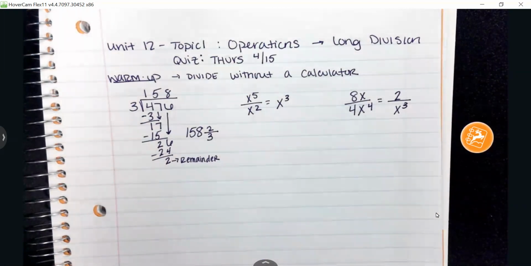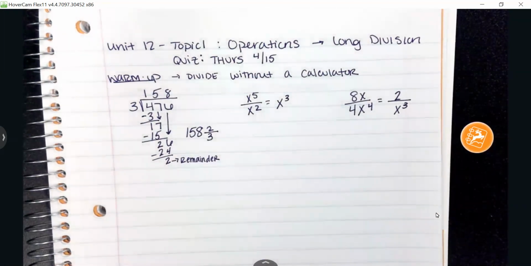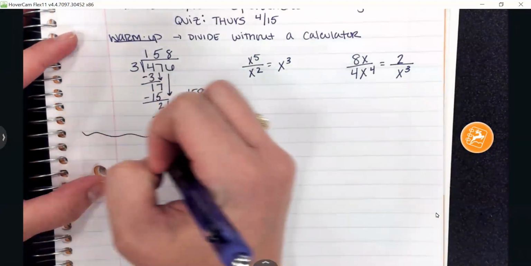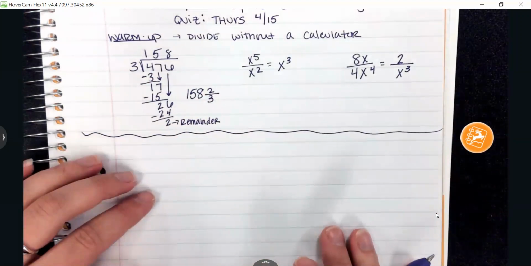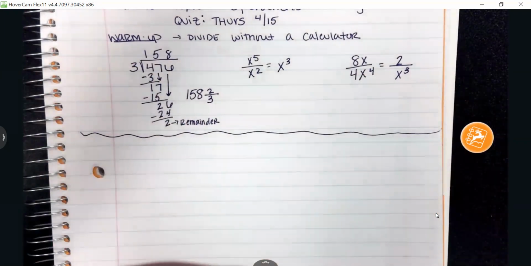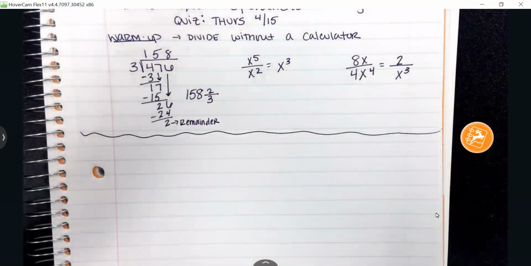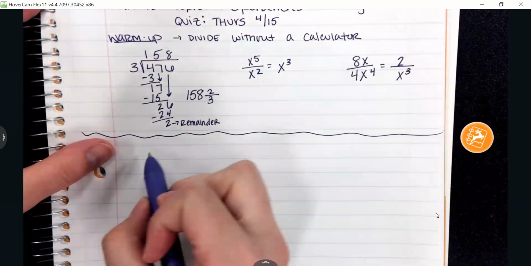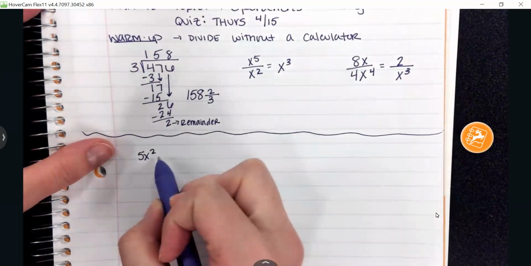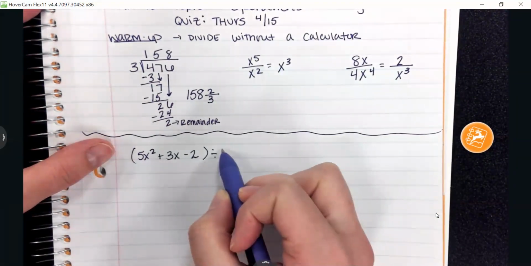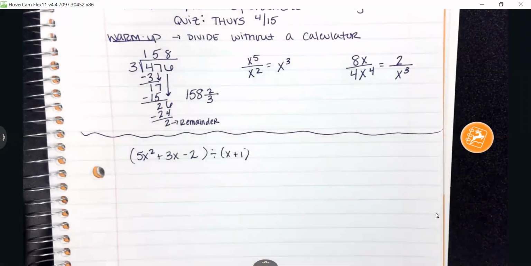All right, if I were you, I would have out a pencil and possibly another color if you like to take little side notes, okay? So today, what we're doing is long division of polynomials, meaning we are combining these 2 types of warm-ups and putting them together, letters and numbers, okay? So here we go. The first problem is going to be 5x squared plus 3x minus 2 divided by x plus 1.